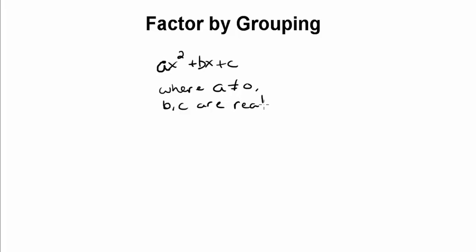In this video, we will factor a quadratic trinomial again, but in this case, we will do it by a method called grouping. So this is an alternative for those people who don't like that guess and check method. Again, we're factoring a quadratic of the form ax squared plus bx plus c, where a cannot equal 0 and b and c are real numbers.